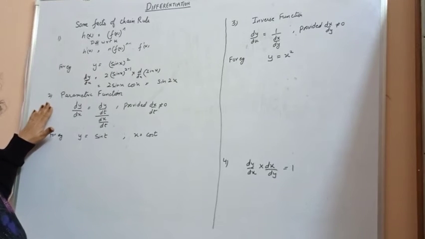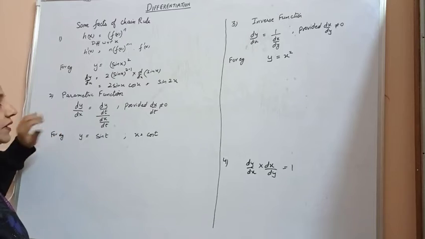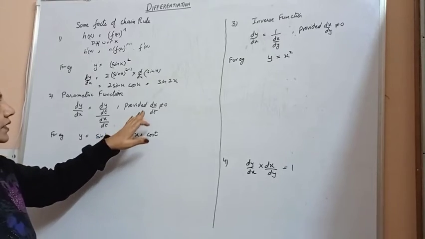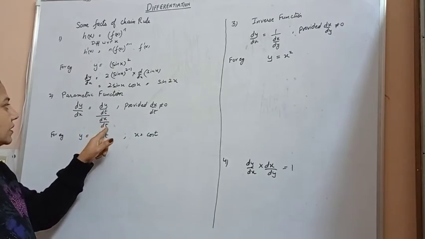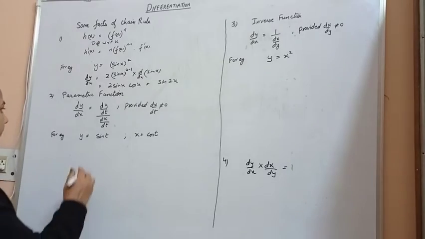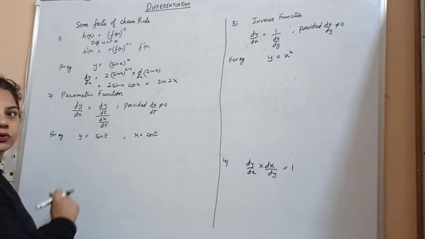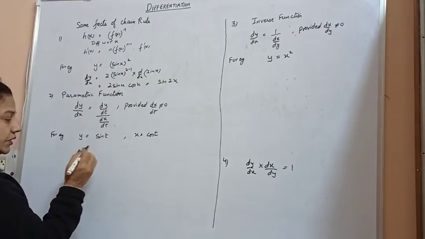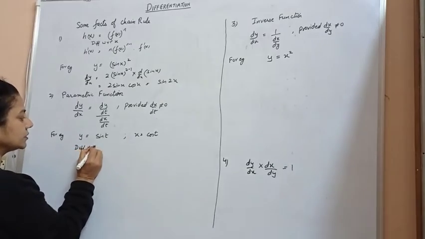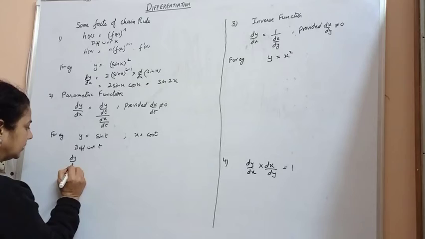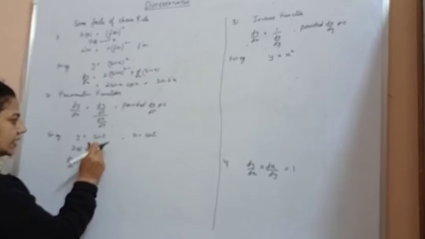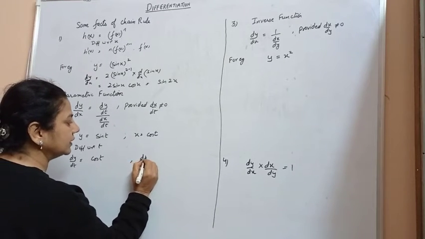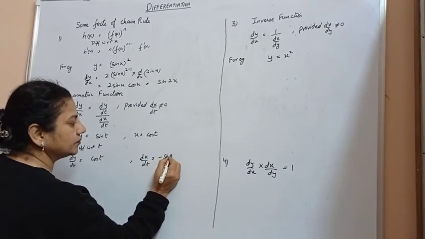For a parametric function, if the function is in parametric form, then the derivative is given as dy/dx equal to (dy/dt) divided by (dx/dt), provided dx/dt should not be equal to 0. In this case, the parameter is t. So, for example, y is equal to sin t and x is equal to cos t. Differentiate with respect to t. We get dy/dt as cos t, as the derivative of sin t is cos t, and differentiating x with respect to t, we get dx/dt equal to minus sin t.